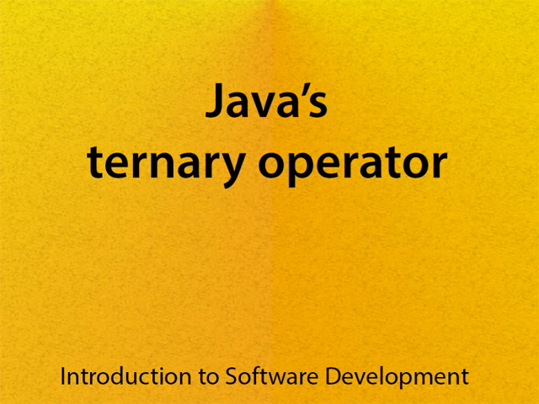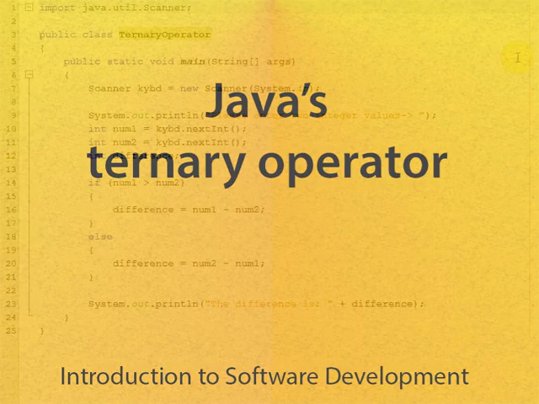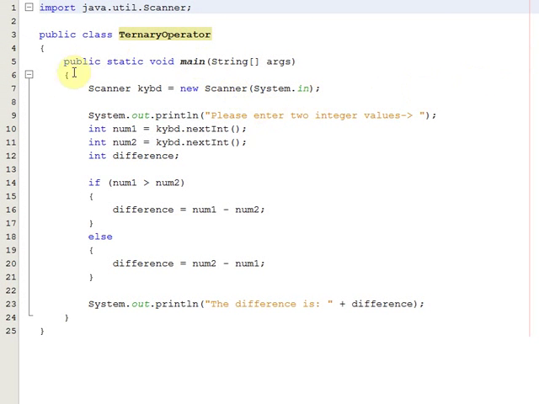In this video, I'm going to illustrate the use of the ternary operator to make a selection in Java. A quick explanation of the code that we're going to look at and modify.